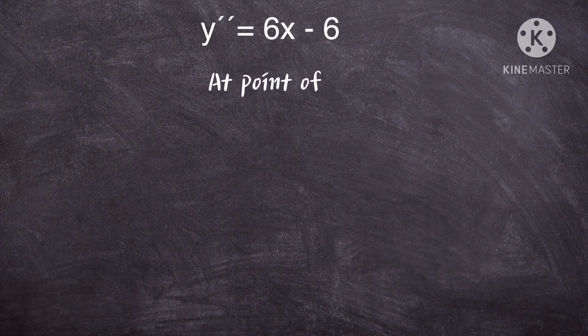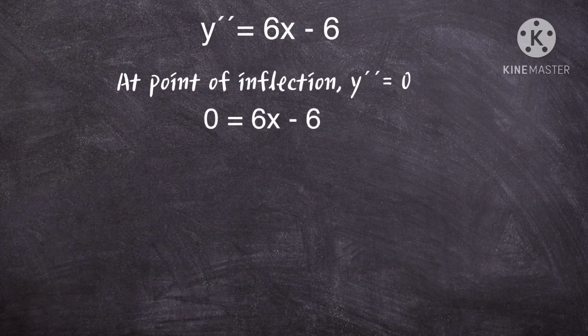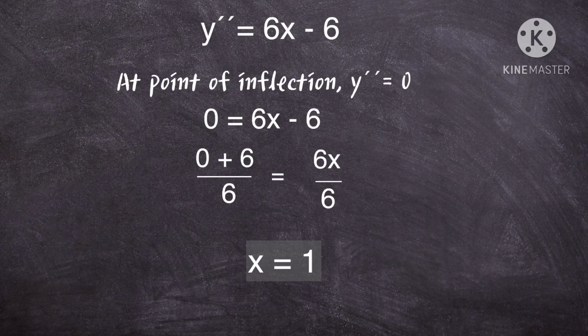At the point of inflection, we will equate our second derivative to 0. It will be 0 equals 6x minus 6. We will then combine like terms, so we will transfer negative 6 to the left side. It will be 0 plus 6 equals 6x. We will then divide both sides by 6 so that the 6 on 6x is cancelled. We will then arrive at the answer x equals 1.